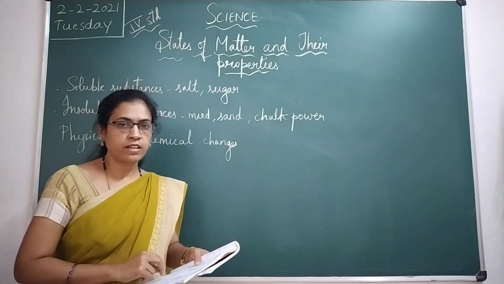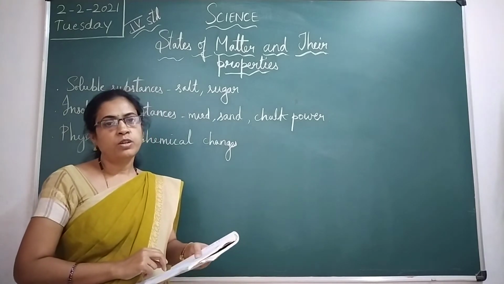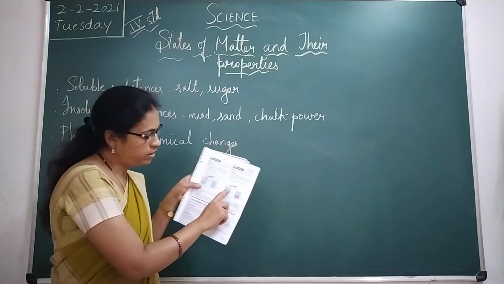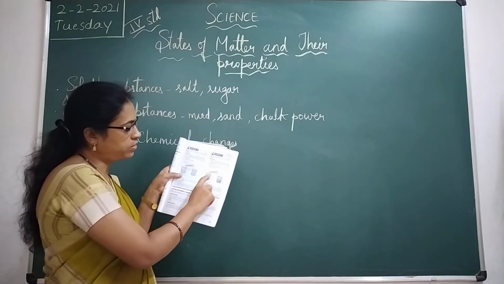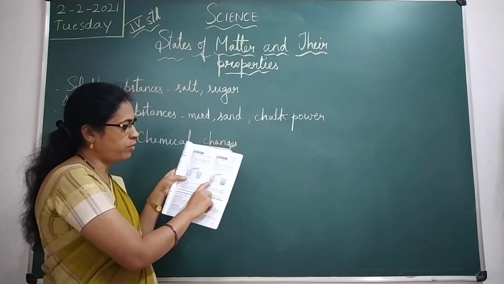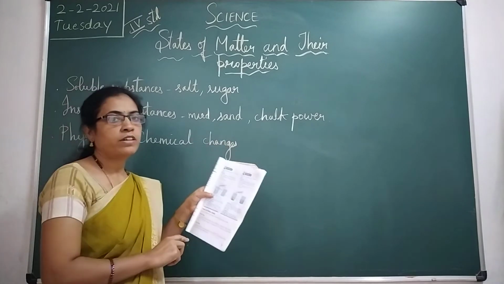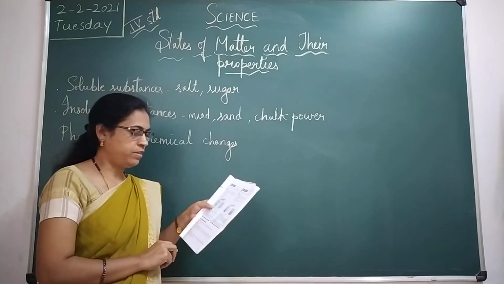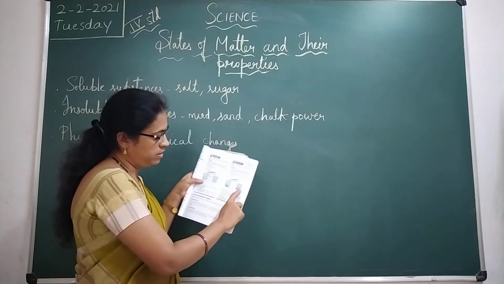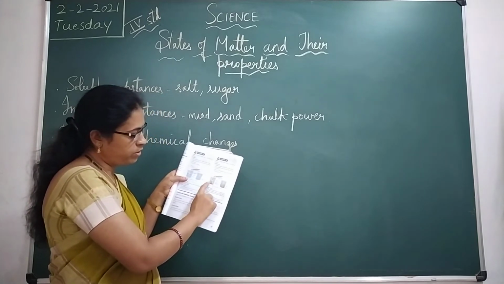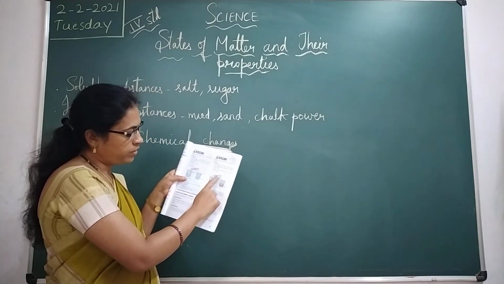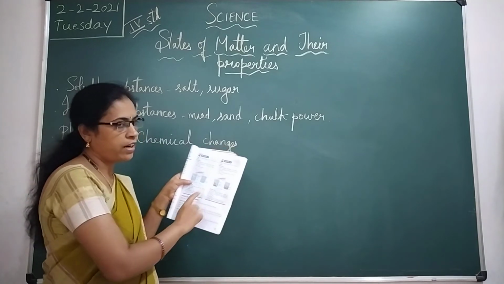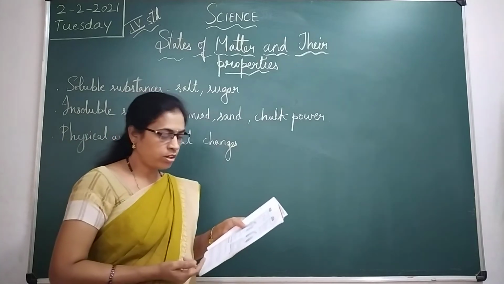The procedure is to take a beaker half filled with water, put a tablespoon of sand into it and stir well. Then keep it undisturbed for 3 to 4 hours and observe. So you can see the beaker half filled with water, with one spoon of sand put into the water, stirred and left for 3 to 4 hours. What can you observe here?